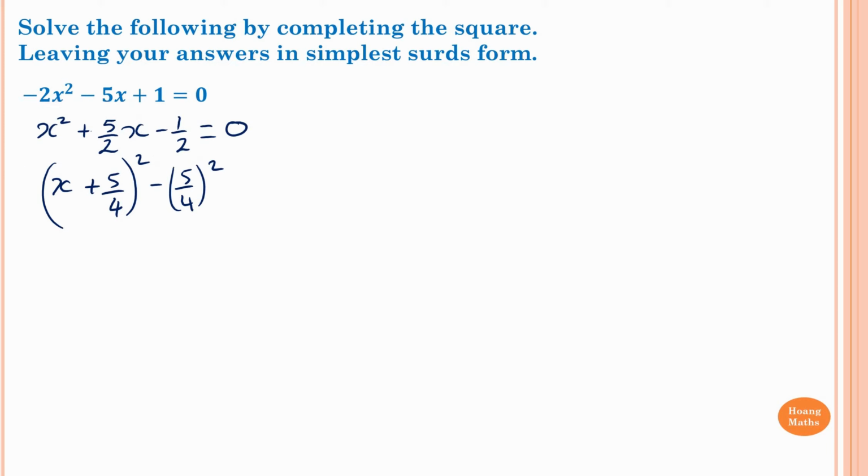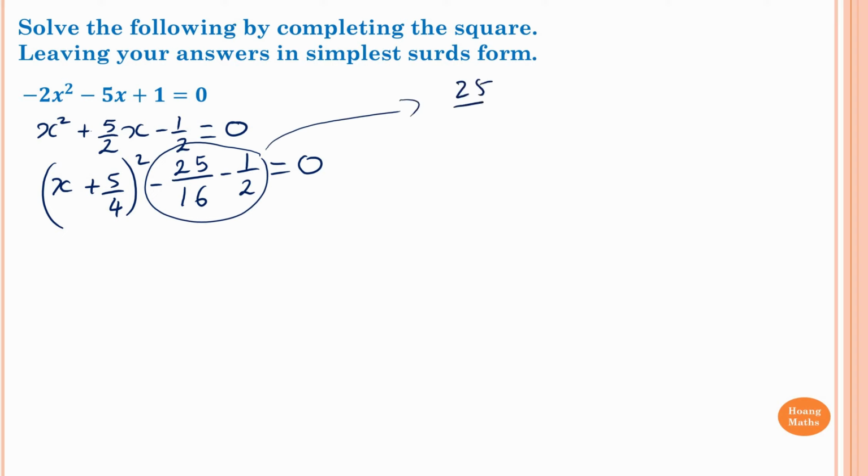So now 5 over 4 squared is exactly the same as 25 over 16. So I just write 25 over 16 instead. And then minus a half, I just write this out, which is equal to 0. So now we just simplify this. So this one here is exactly the same as 25 over 16, and I times this by 8. So 25 plus 8 is 33 over 16.